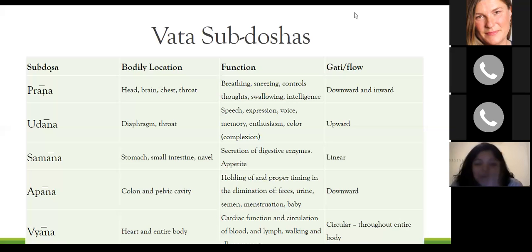Similarly, it'll keep going up. It'll start to affect again the Udanavata and also the Pranavata, because those both are located in a very similar place, in a very close entity. So it affects both.